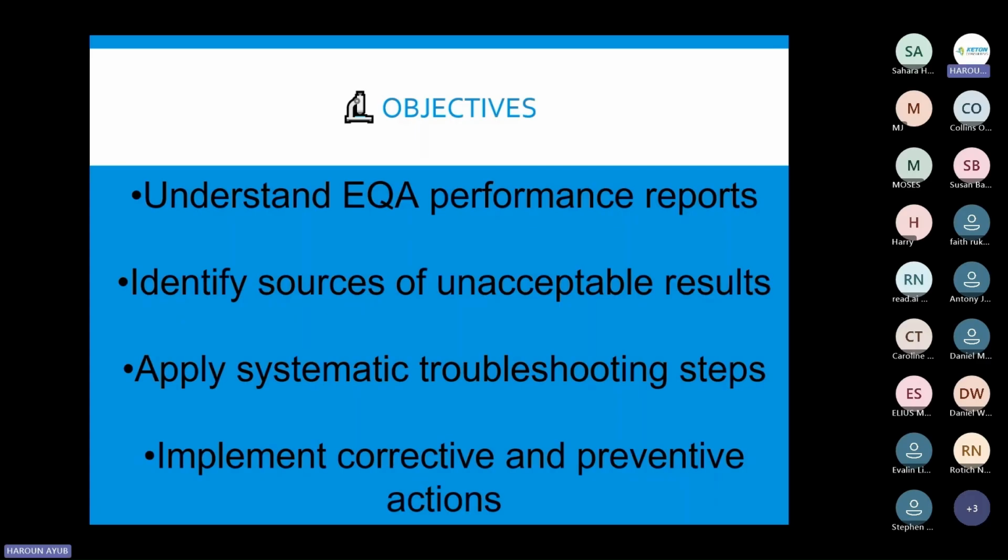Our objectives for this particular webinar are to understand the EQA performance report, so the reports that you get, what the expected results are, and what we mean when we say we are troubleshooting a failed EQA. We'll be able to identify the sources of the unacceptable results and how to handle them. We'll apply systematic troubleshooting steps, and then implement the corrective and preventive actions.